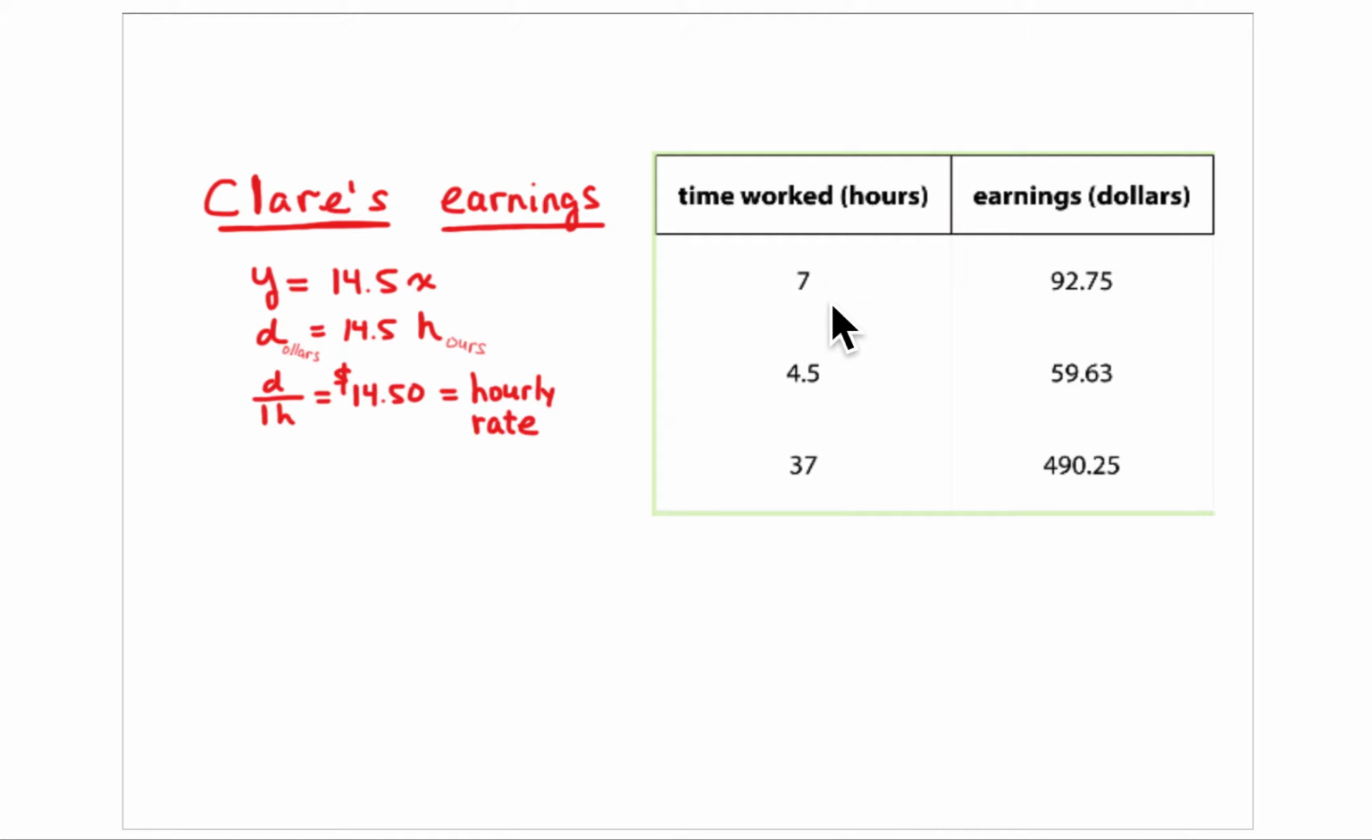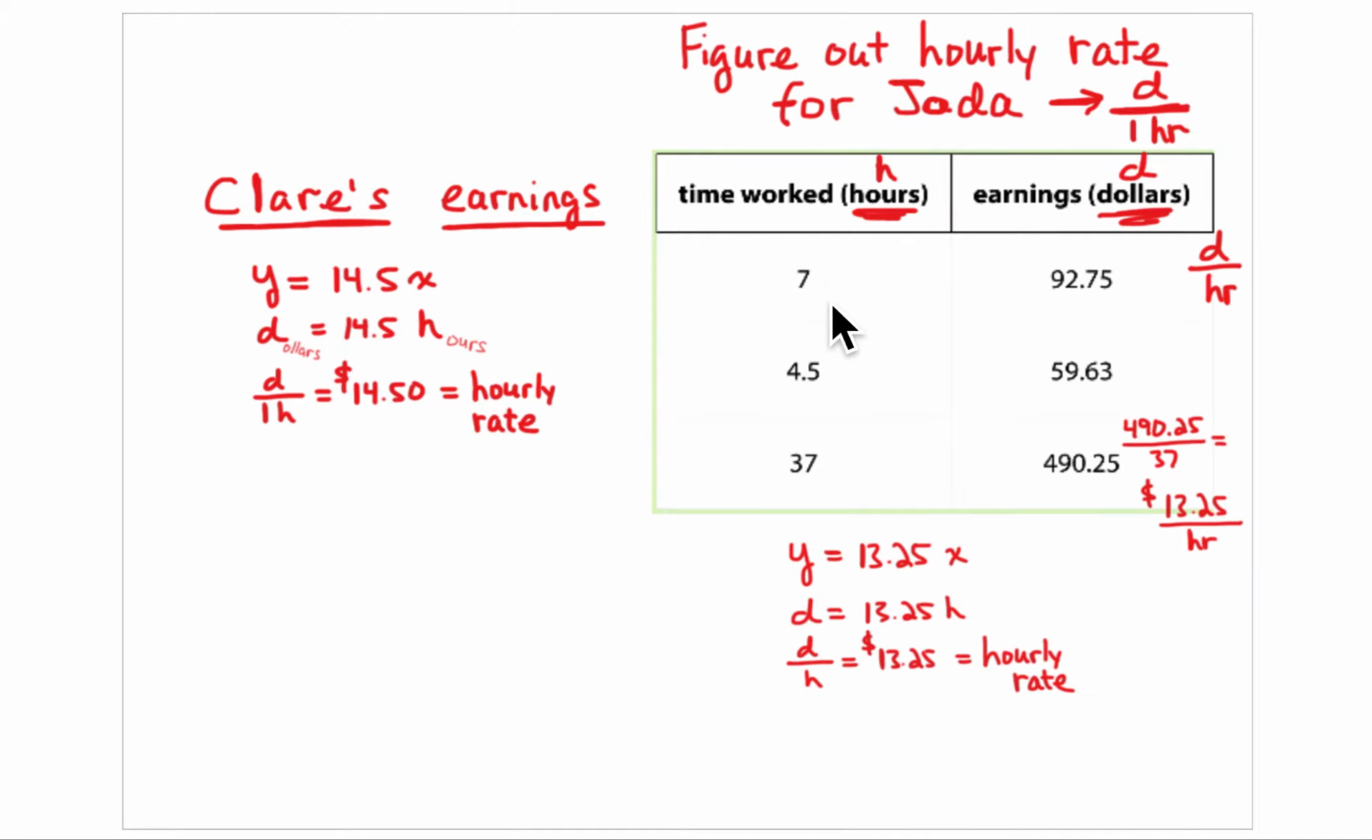Now Jada, on the right. Jada works 7 hours. She makes $92.75. Well, how much is that per hour? You take the $92.75 and divide it by 7. It's going to give you the amount she makes per 1 hour. That's the number of dollars, the y value, divided by the number of hours, the x value. So it's the number of dollars per 1 hour, once again the hourly rate. And if you do that for every row in a table, it should give you the same answer if it's a proportional relationship.